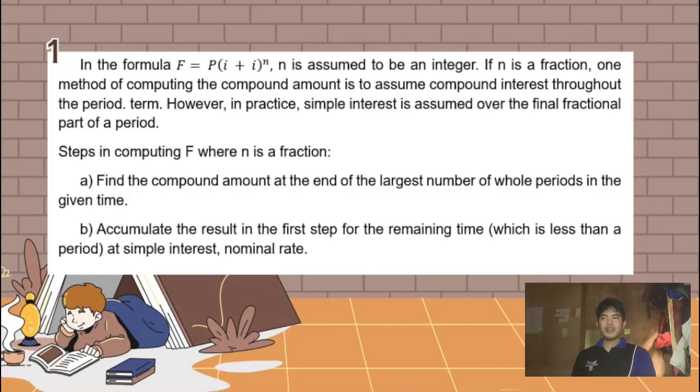So we have here the steps in computing F where N is a fraction. First, find the compound amount at the end of the largest number of whole periods in the given time. Second, accumulate the result in the first step for the remaining time, which is less than a period, at simple interest at the nominal rate.